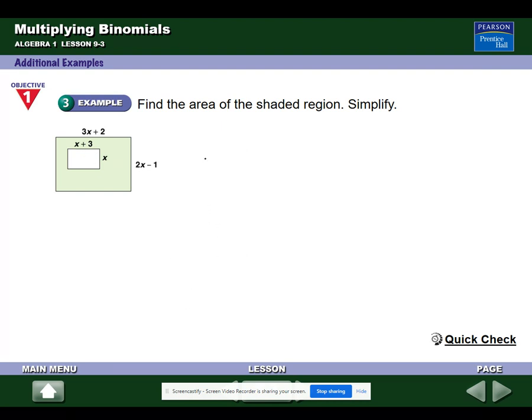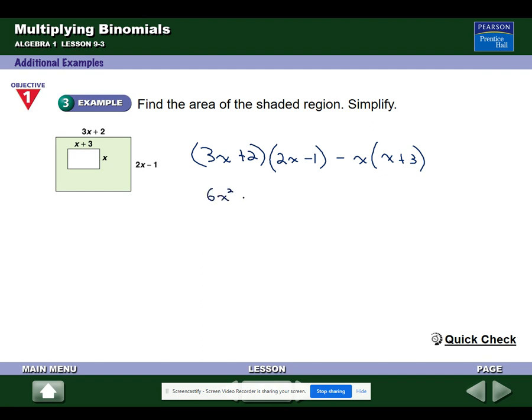Okay, so what would you do? Well, you would go 3x plus 2, multiply that by 2x minus 1, and then you could subtract out x times x plus 3. Okay, now this would be a FOIL problem, a lot like the first two that we did. This would be a distributive problem, just like section 9.2, and then we'll look to combine like terms. I'm going to do this kind of fast here.